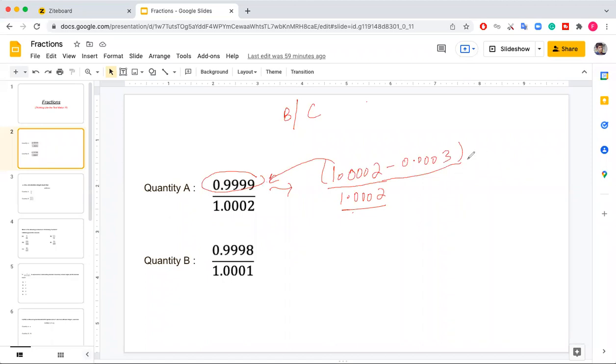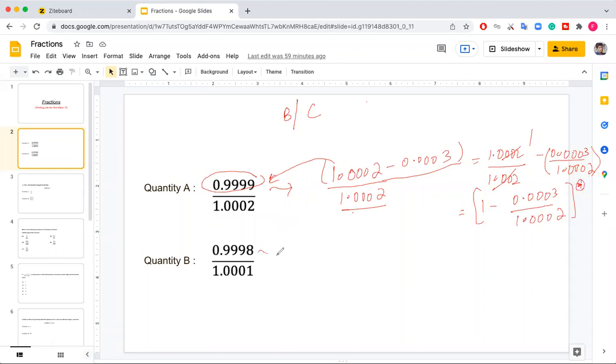Yes. Okay. If I proceed further, this will be 1.0002 over 1.0002 minus 0.0003 divided by 1.0002. So these are same. The result is 1. So this will be 1 minus this value, 0.0003 divided by 1.0002, right? So just keep this for time being.